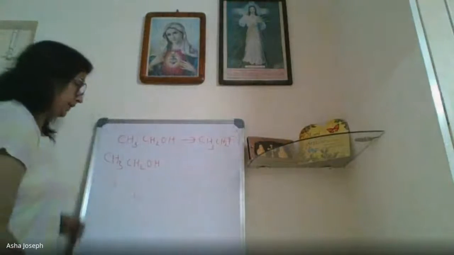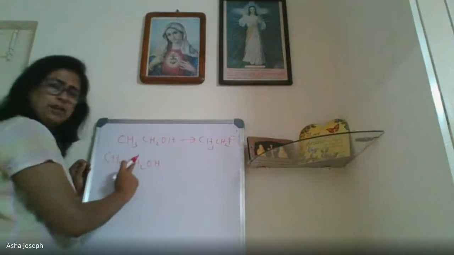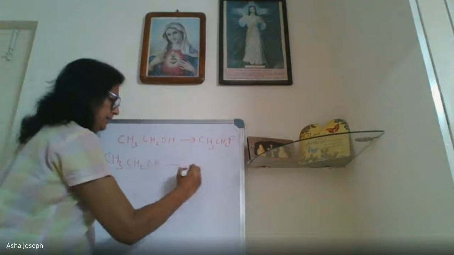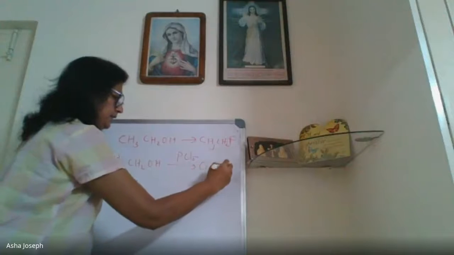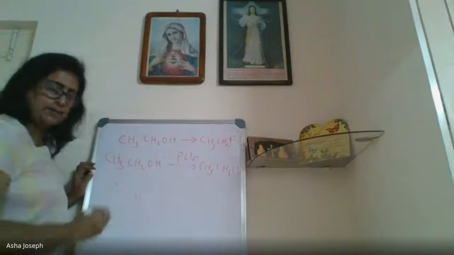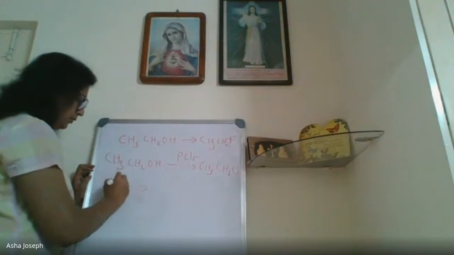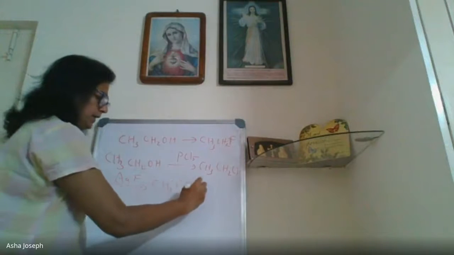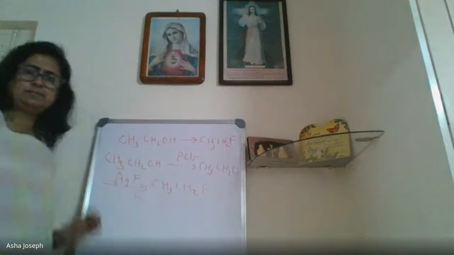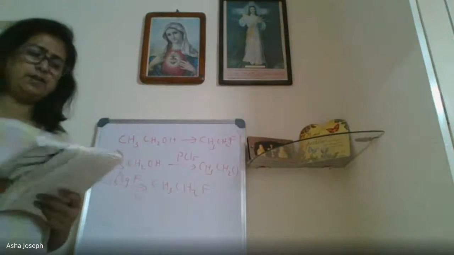with your net. So ethanol and PCl5. You convert it into CH3CH2Cl, chloroethane. And then you put the silver fluoride, you will get fluoroethane. Understood? So write it down.